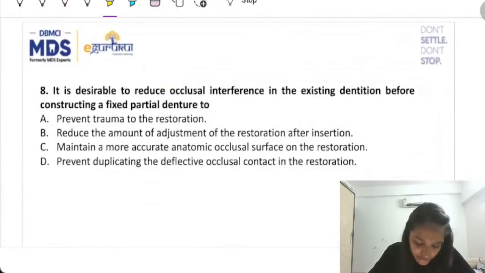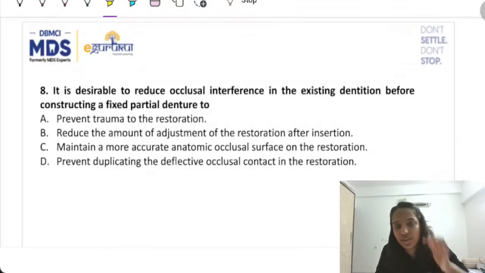Now, question 8. It is desirable to reduce the occlusal interference in the existing dentition of a patient before constructing a FPD. Why? Option A, to prevent trauma to the restoration itself, to reduce the amount of adjustment of the restoration after insertion, to maintain a more accurate anatomic occlusal surface of the restoration, or prevent duplicating the deflective occlusal contact in the restoration. Now, what they are trying to tell you is that already in the existing dentition, there is some occlusal interference or a prematurity or something that is wrongful occlusion is present in the patient.